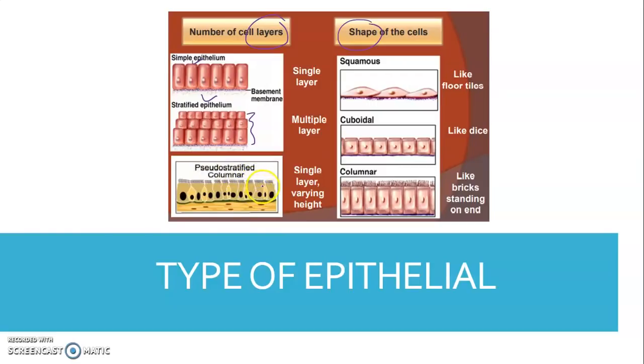Okay, this one actually consists of one layer only, but the height of the cells is quite different among each other. And then next is the shape. Squamous is like floor tiles, cuboidal is like a dice, and columnar is like a brick.